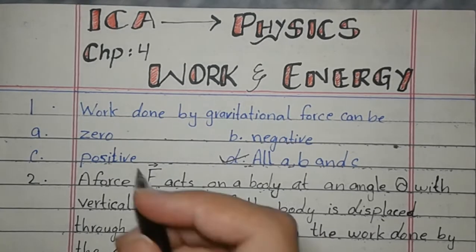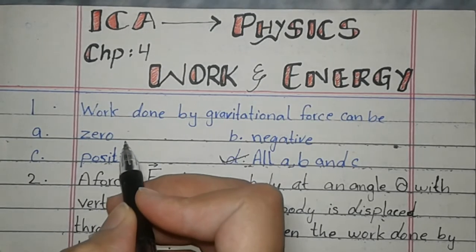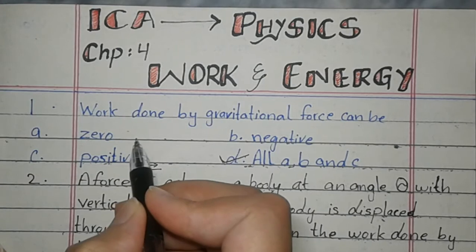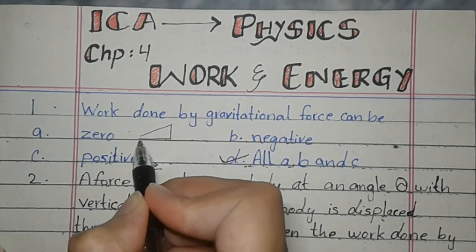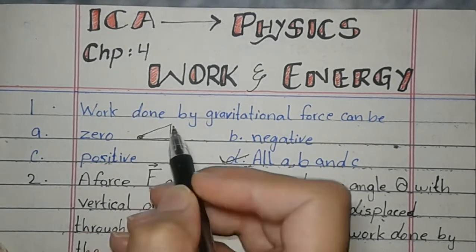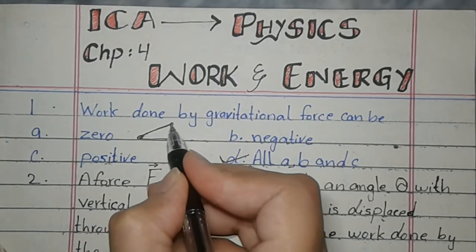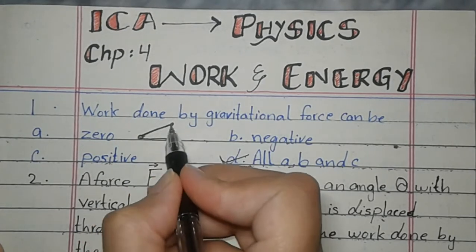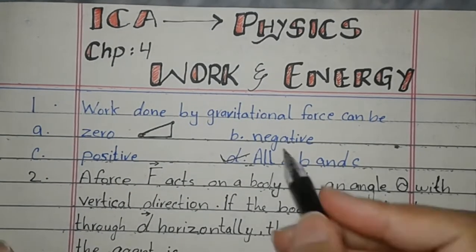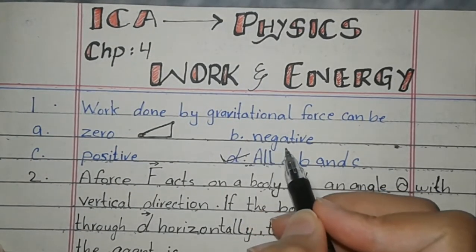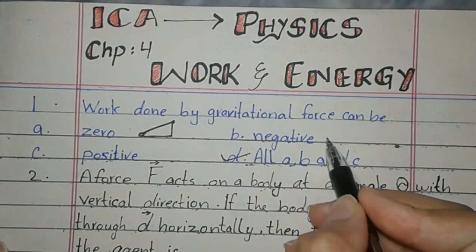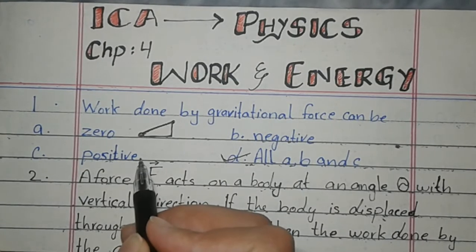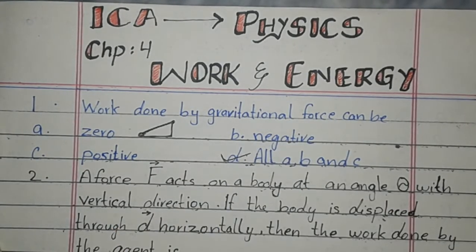We have studied that in conservative fields, when we carry the body in a closed path, the work done is 0. Like this, if we carry our body from this point to that point and then again come to our initial point, then on that path the work done is 0. Work done by gravitational force can be negative: against the gravitational force, the work done will be negative. If we carry the body towards the gravitational force, then the work done will be positive. So option D is correct.